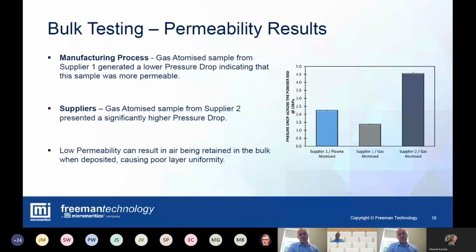It really reinforces one of the messages that we've always conveyed, that there's no such thing as a good or bad powder. It's about finding what's right for your process. So it isn't always the less cohesive one or the more spherical one. It's about finding what's right for your process. And in this case, it could be a gas atomized sample.